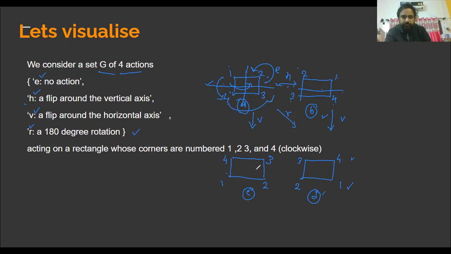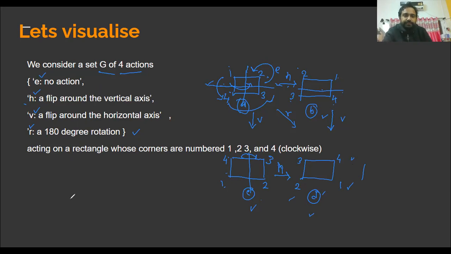Next, what if we apply a horizontal flip to C? So how do we do a horizontal flip? We imagine a vertical axis and we just flip it, right? So 1 and 4 come to the right, 2 and 3 come to the left, and we get D. So we get D from C using a horizontal flip.